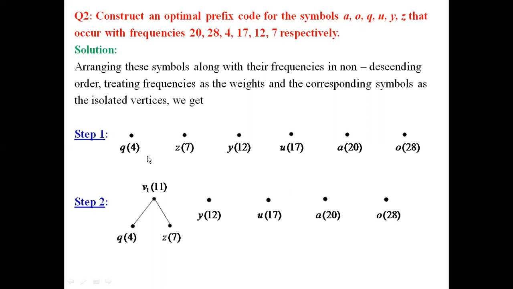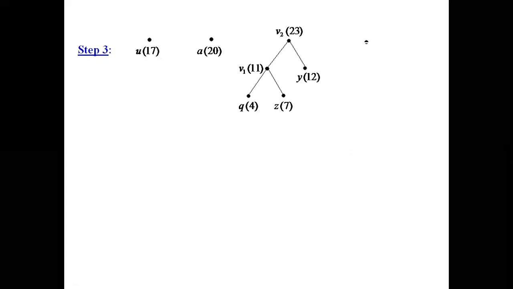We have step 3. Again we add up the minimum of the weights. Now the minimum of the weights is 11 and 12. 12 plus 11 is 23. The new vertex V2 can be placed after 20. We have to arrange every time in non-descending order. So we write down vertices U and A as they are with their weights. Then we place the new vertex V2 with its children V1 and Y and the subchildren. And we retain O also undisturbed. So that is step 3 for us. So this is how we get the next subtrees.